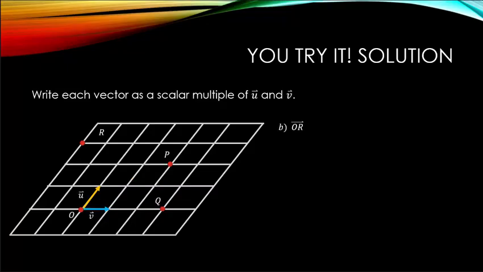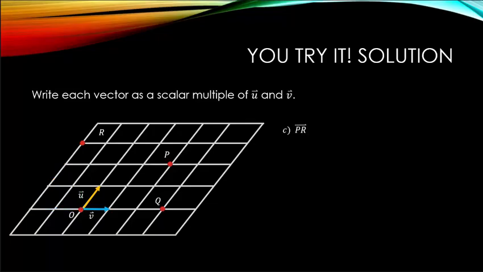For the vector OR, I draw in the vector starting at the origin and ending at R, which is up and to the left from the origin. Now I want to see how many horizontal unit vectors I need and how many vertical unit vectors I need. I need 2 unit vectors to the left horizontally and 3 unit vectors upwards to arrive at the point R. My vector OR can be written as -2 times the unit vector V plus 3 times the unit vector U.